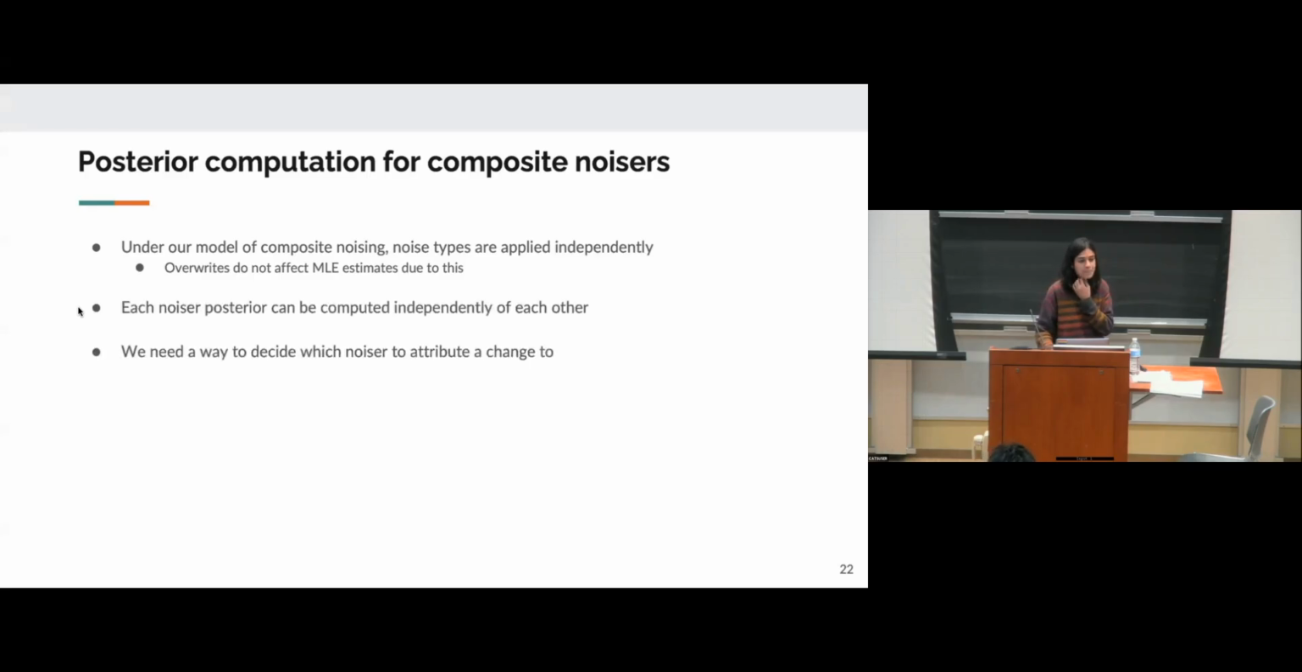I'm sorry, when you say overwrites here, you mean one-to-one substitutions? No, so sorry, that maybe wasn't clear, but what I mean is that if we want to compose all these kinds of noise, it might be that the phonological noiser affected some part of this word, and the morphological noiser comes along and also affects it. And in that case, we'll just let the most recent noiser override the previous change. And the point over here is that even if we allow that, our posterior estimation is still okay, as long as all the noisers were independent of each other.